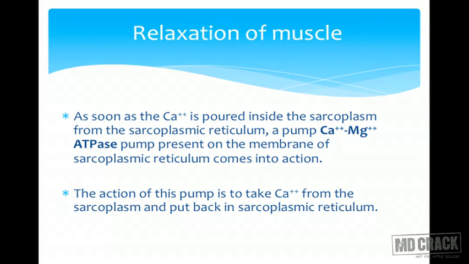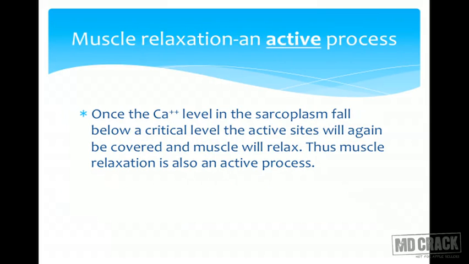So once the action potential reaches, once the muscle contraction has started, at the same time the process of relaxation has also started. I mean to say that the calcium level will slowly decrease, and once that calcium level comes below a critical value, the active sites will be covered up and the muscle will be relaxed. So what did you understand from that? Muscle relaxation is also an active process. That means what? It requires ATP.